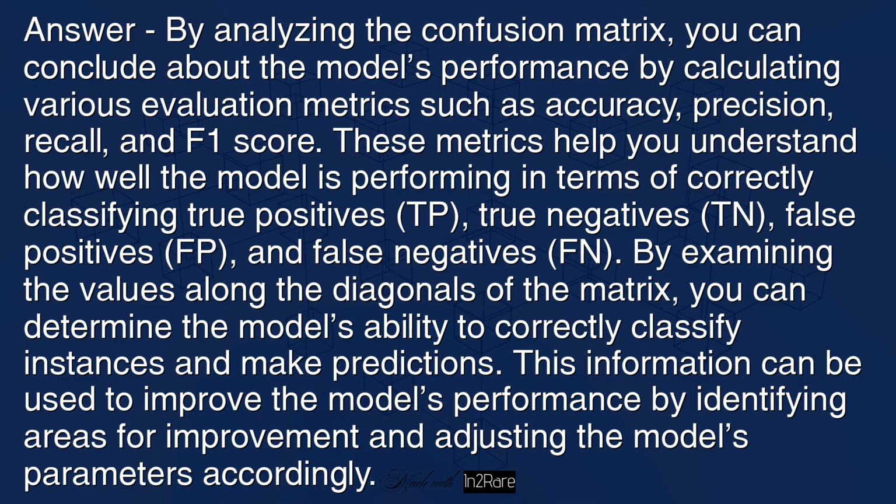Answer: by analyzing the confusion matrix, you can conclude about the model's performance by calculating various evaluation metrics such as accuracy, precision, recall, and F1 score. These metrics help you understand how well the model is performing in terms of correctly classifying true positives (TP), true negatives (TN), false positives (FP), and false negatives (FN). By examining the values along the diagonals of the matrix, you can determine the model's ability to correctly classify instances and make predictions. This information can be used to improve the model's performance by identifying areas for improvement and adjusting the model's parameters accordingly.